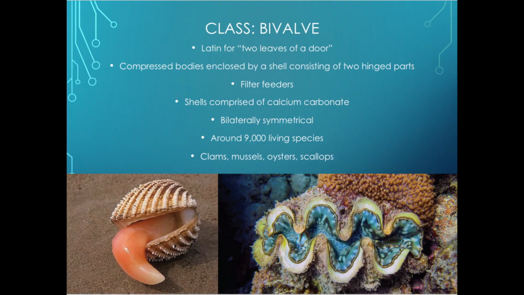So the first one we're going to talk about are the bivalves. So the bivalves are hinged. It's two shells and they're hinged together. It is Latin for two leaves of a door. So your bivalves, think two. So bi, two usually. So they have two components and they're hinged together.